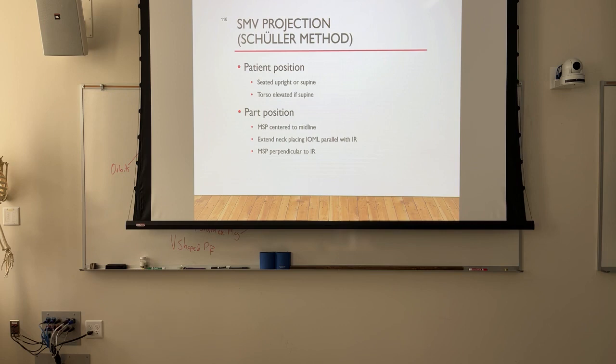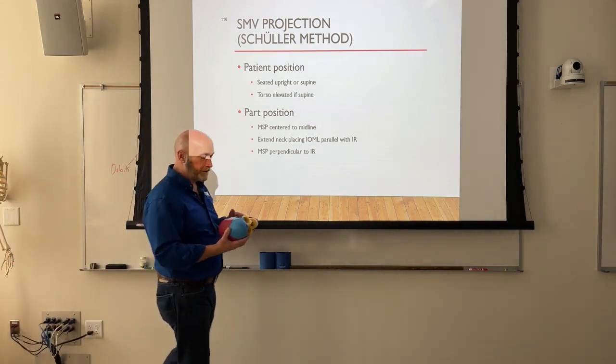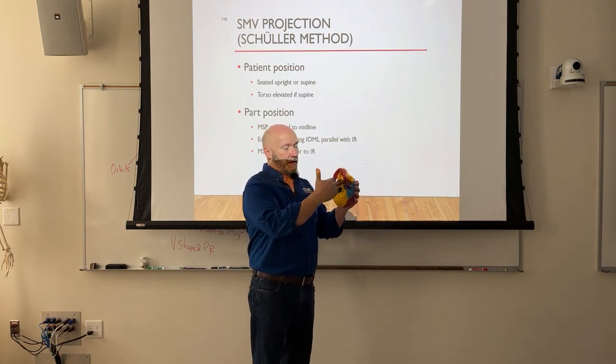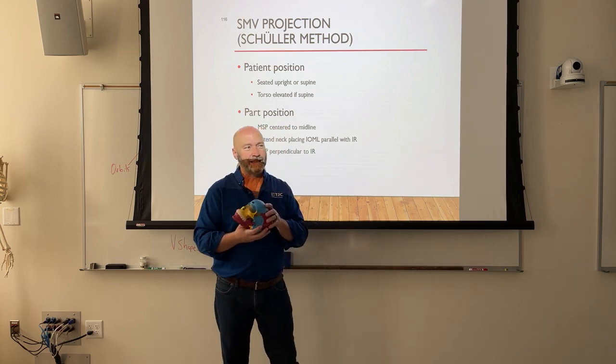All right, so what the Schuller's does, the positioning for the Schuller's, is completely different than everything else. It's referred to as an SMV projection, and that stands for submento. So where's your mental point? Under your chin, right? Vertical, or submental vertex projection. So what that means is our central ray is going to enter under the chin and exit the top of the skull.